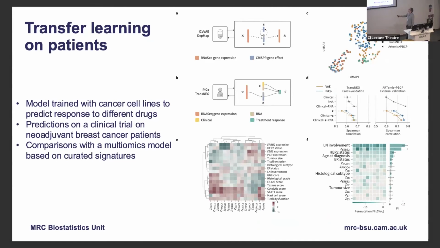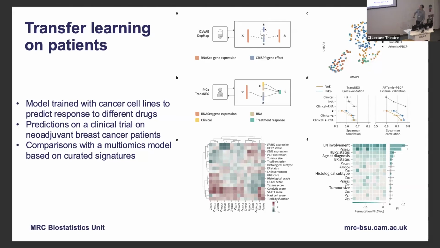And the second example that I would like to show is a task that we were mentioning before, which is transfer learning on patients. Cancer cell lines are completely different to patients, but are these models learning some biology that can be useful to predict response in patients? And what we do here is the same. We fit the model on cancer cell lines, and then we try to predict in a clinical trial. This is the same clinical trial that I talked about at the beginning of the talk.